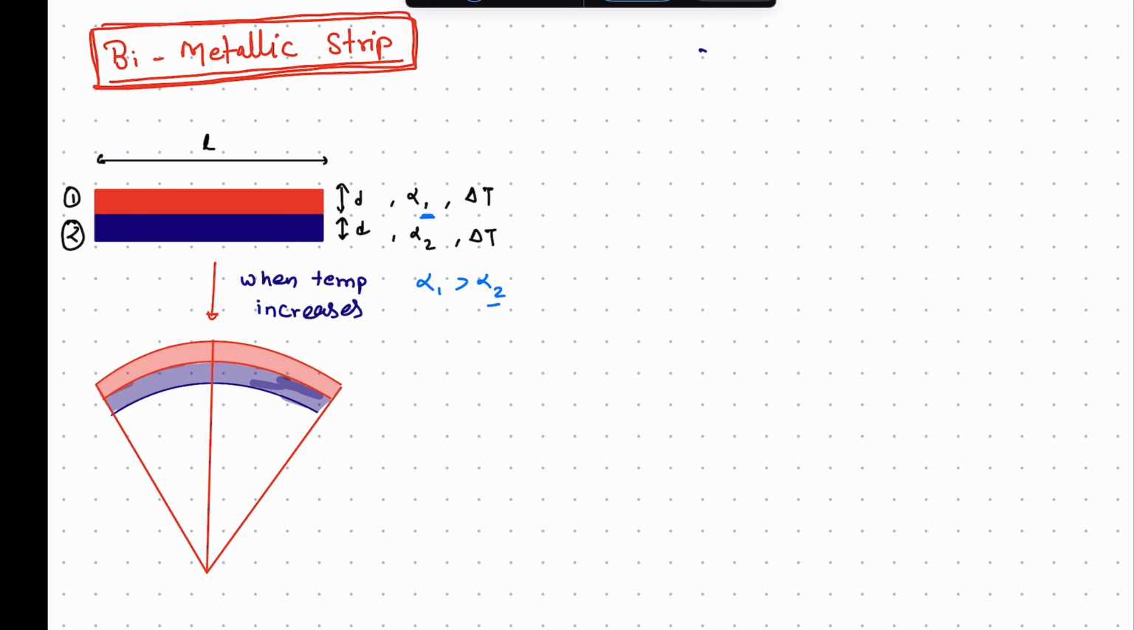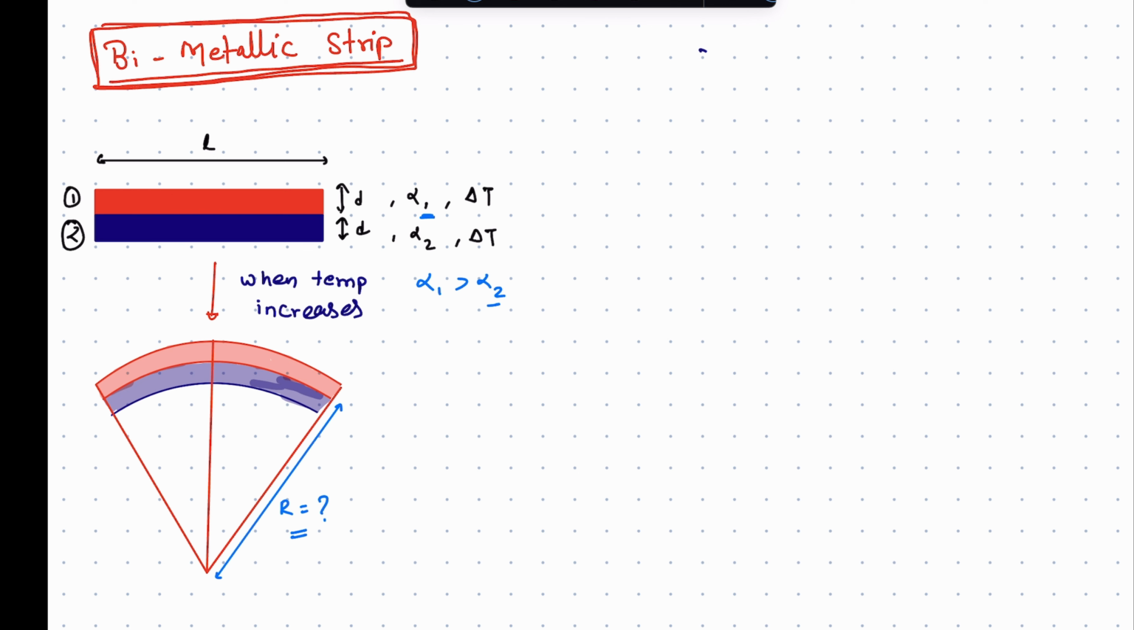So now in this bimetallic strip, we want to find out the final radius of curvature R. Of course, both of the materials have different radii of curvature, but for the joint, I want to find out the mean radius of curvature R.